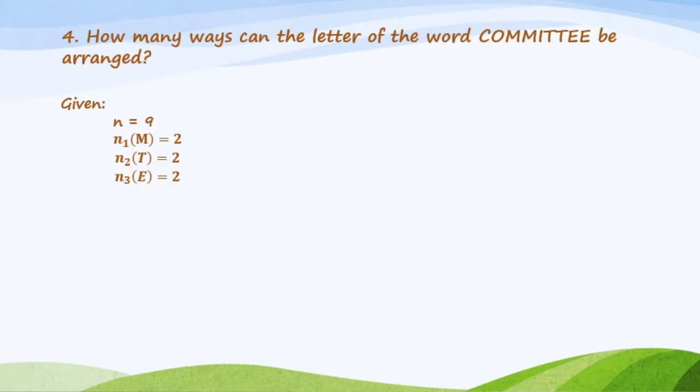So our n sub 1, or letter M, is equal to 2, since there are 2 Ms in the word COMMITTEE. n sub 2, or the letter T, is equal to 2, since there are 2 Ts in the word COMMITTEE. And n sub 3, or the letter E, is equal to 2, since there are 2 letter Es in the word COMMITTEE. So to solve the problem, we use the distinguishable formula, which is P equals n factorial divided by n sub 1 factorial times n sub 2 factorial times n sub 3 factorial.